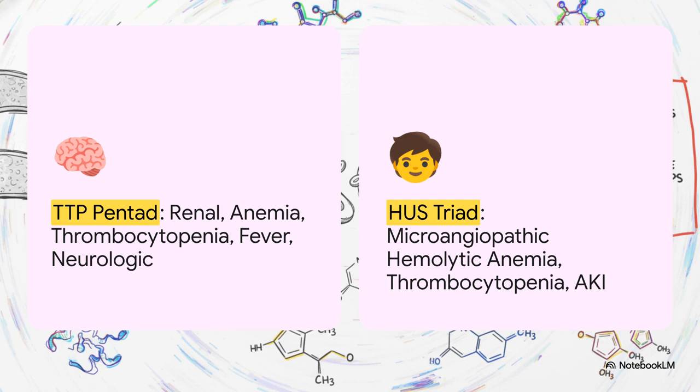Okay, time for our first accelerated pattern recognition block. We have got to aggressively differentiate these two. Classic adult TTP has the pentad: renal dysfunction, anemia, thrombocytopenia, fever, and neurologic dysfunction. Contrast that right away with the focused pediatric HUS triad. Rapidly recognizing these clusters? Yeah, it's absolutely paramount, not just for crushing your boards, but for surviving the wards.